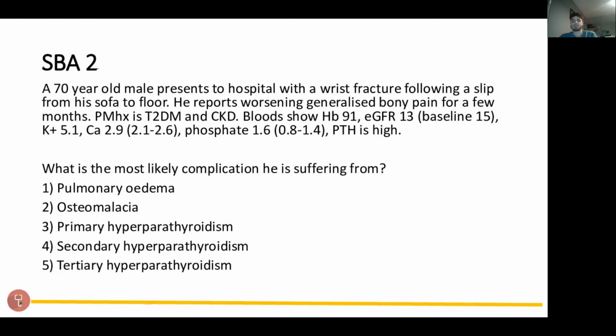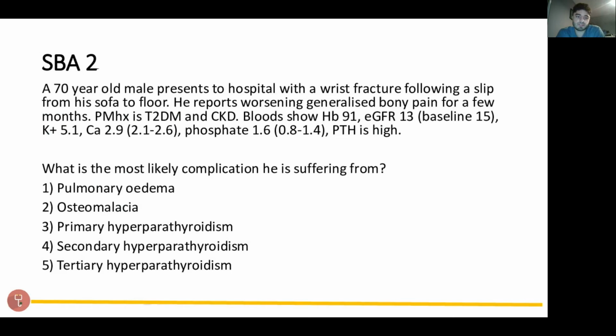So, a bit of a mixed bag here. 41% have gone for secondary hyperparathyroidism. And then a bit more of an even split between answers 2, 3, and 5. So, what do we have here?